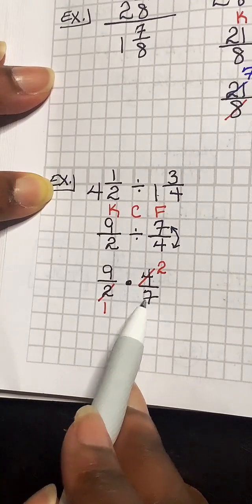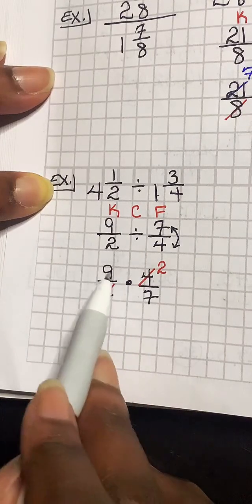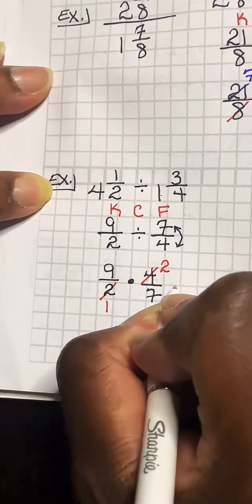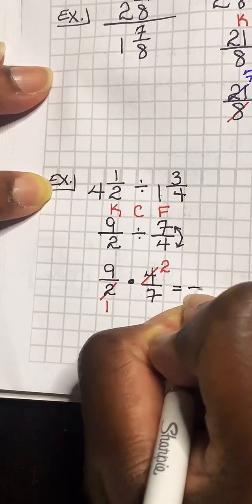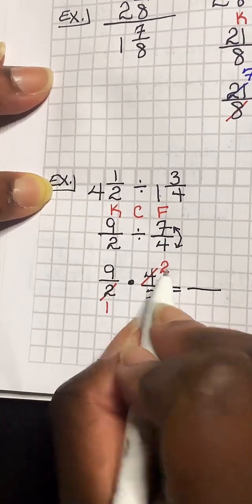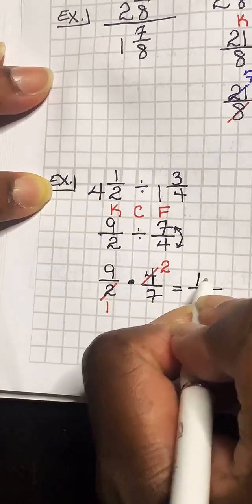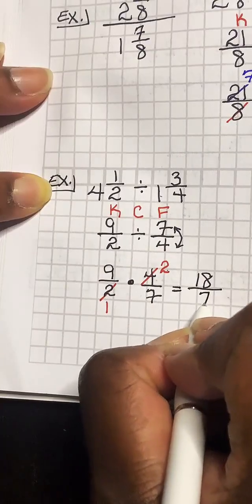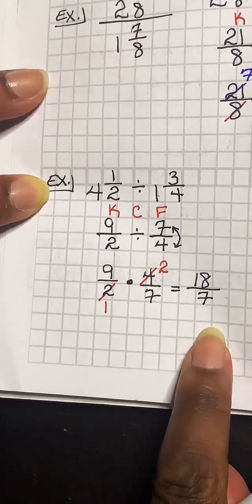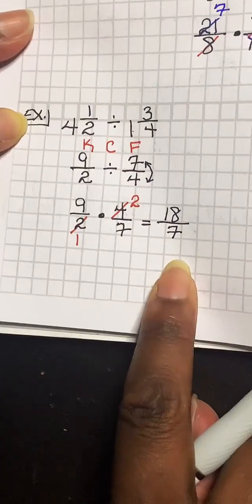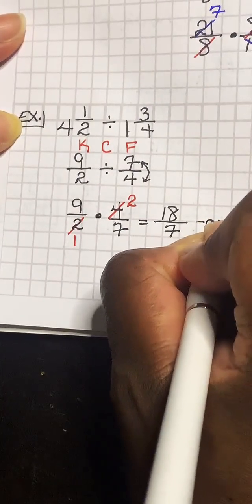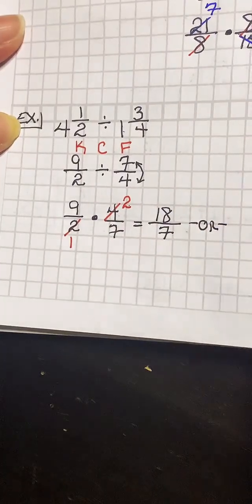I look here at the 9 and the 7. The only thing they have in common, which is your greatest common factor, is going to be 1. So now I could just multiply horizontally. 9 times 2 gives me 18, and 1 times 7 gives me 7. So you could leave it as 18/7, or we can change it into a mixed number.